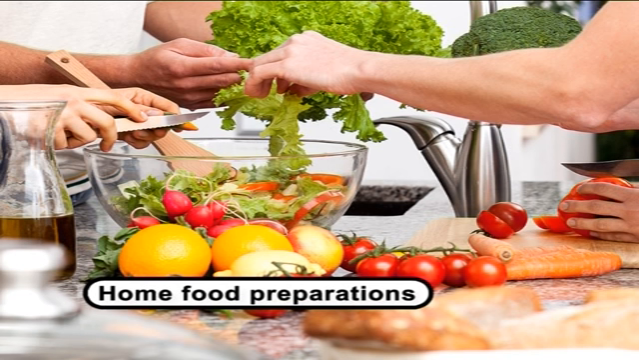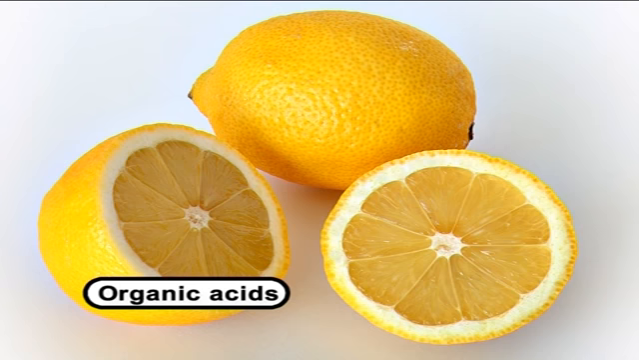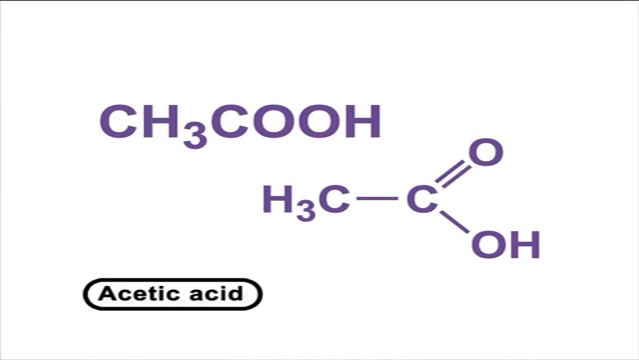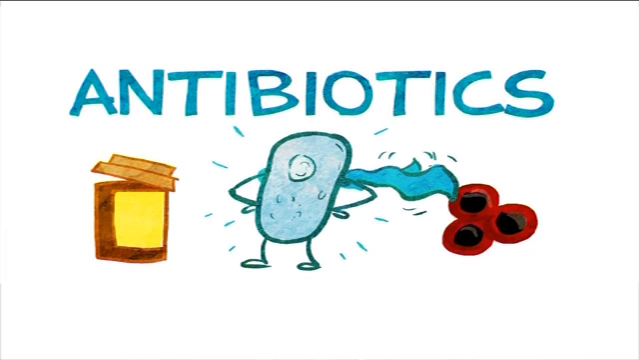Food acidification by fermentation in home food preparation is the oldest practice man has been doing. It is due to production of organic acids in food by growth and fermentation of microorganisms such as lactic acid and acetic acid bacteria. Lactic acid and acetic acid were considered as antibiotic in earlier scientific observations.